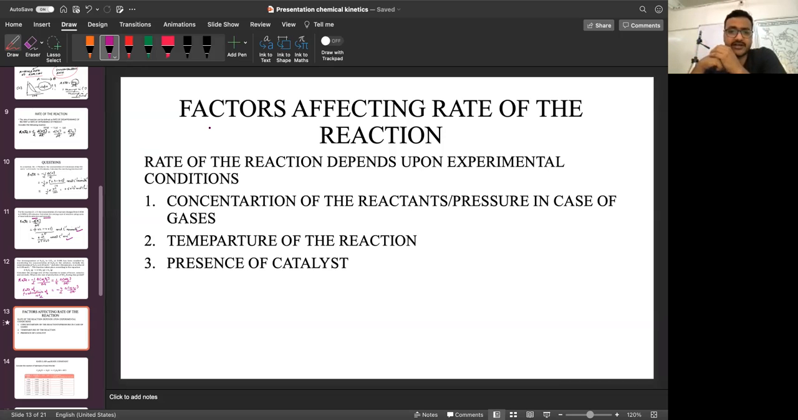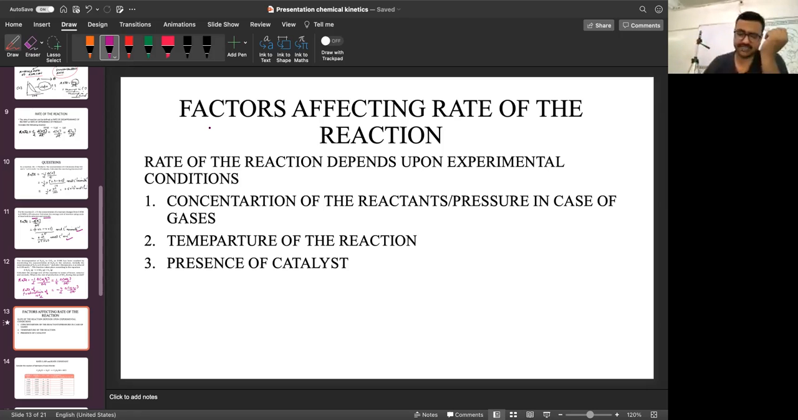So the factors that affect the rate of the reaction are the concentration of the reactants, temperature of the reaction mixture, and the presence of the catalyst. We are going to study all these factors one after another and see how they affect the rate of the reaction. In the section on temperature, we'll be studying the Arrhenius equation, and in presence of the catalyst, we'll also be discussing something about the Arrhenius equation. So today we'll only discuss how the concentration of the reactant affects the rate of the reaction.